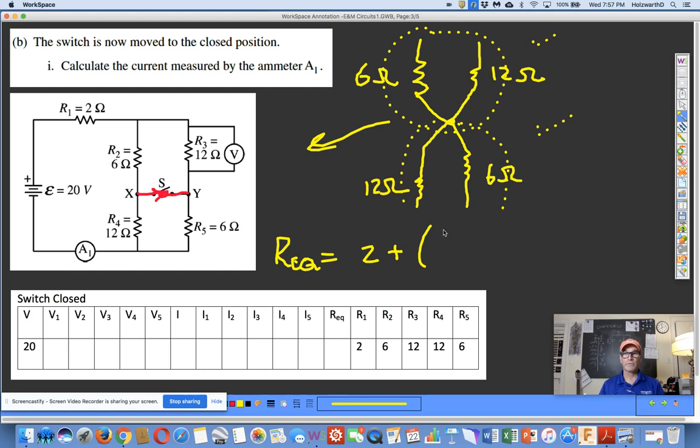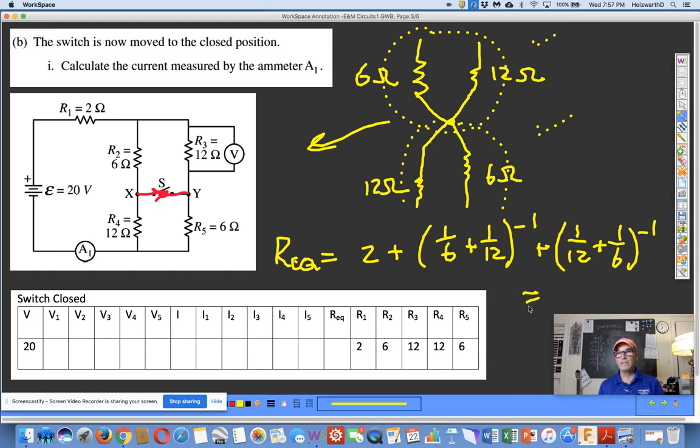So parallel resistors are added like this: 1 over 6 plus 1 over 12, and then flip it. And you've got another one in series, so it's the same thing: 1 over 12 plus 1 over 6. And don't forget to flip it, take the inverse. They're really nice too. You can do this in your head. You don't have to pull out your calculator. So let's do this.